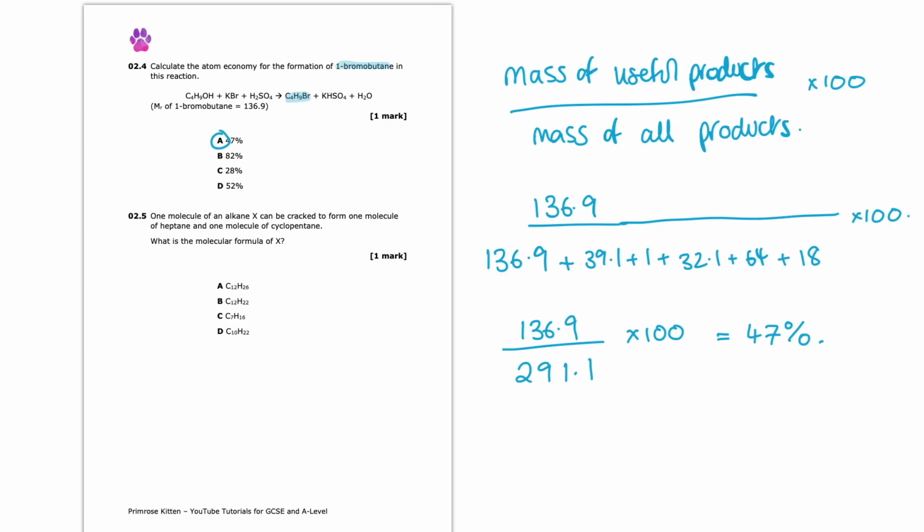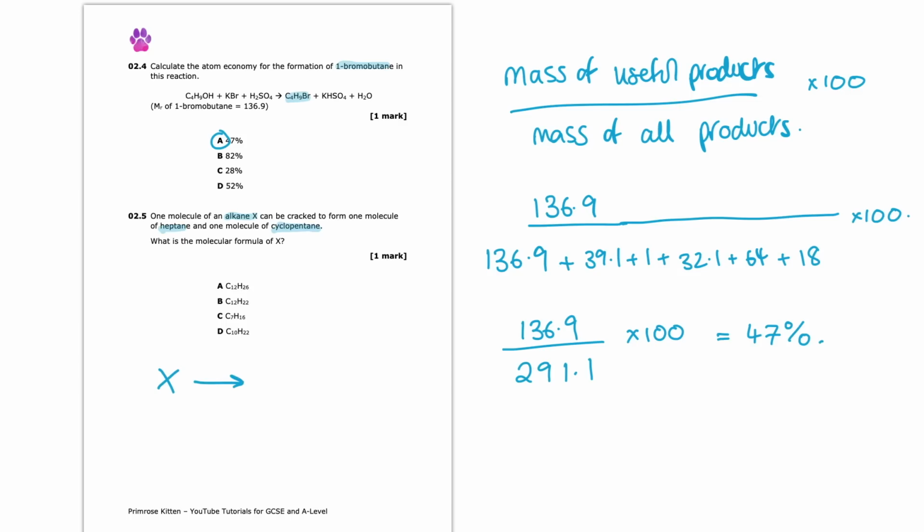Next we're told that one molecule of an alkane X, so it's important we know it is an alkane, can be cracked to form one molecule of heptane and one molecule of cyclopentane. We're asked to work out the molecular formula of X. When we do cracking, we basically split up that molecule into several other ones. Everything is conserved. So here X is going to get cracked to make heptane.